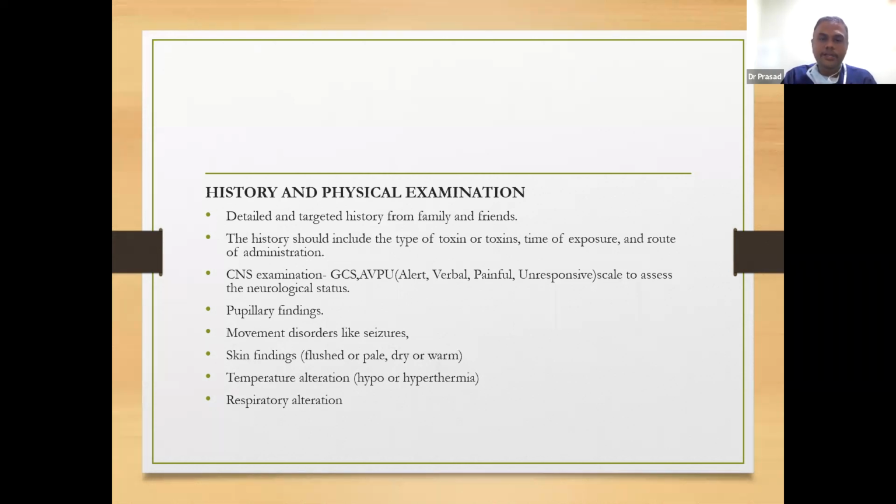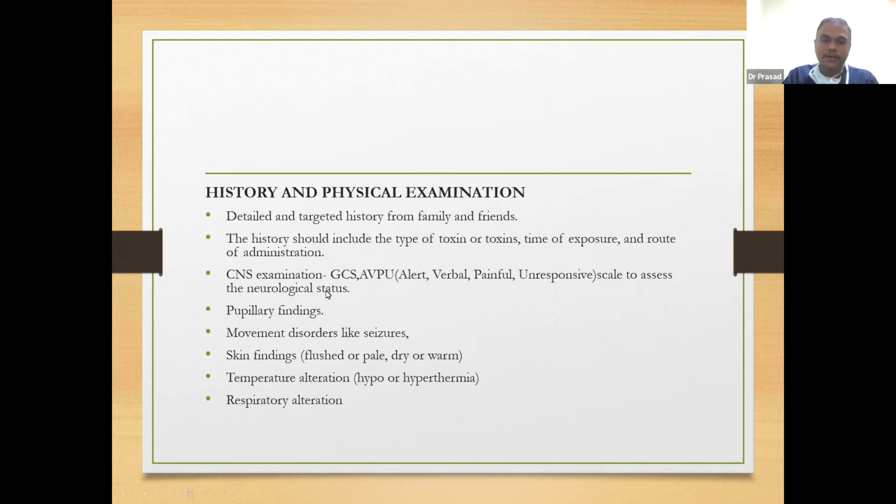The history should include the type of toxin or toxins, time of exposure, and route of administration, whether it was IV drug abuse, or he has taken tablets orally, or subcutaneous or intramuscular, anything. Coming to physical examination, it should be robust and focused towards the neurological findings and the anticholinergic symptoms like dry mucous membrane, constipation or vomiting. These things must be specifically assessed for.